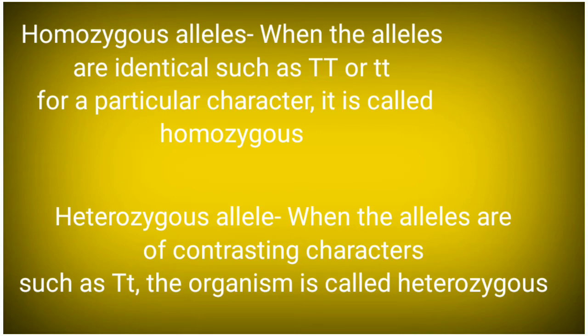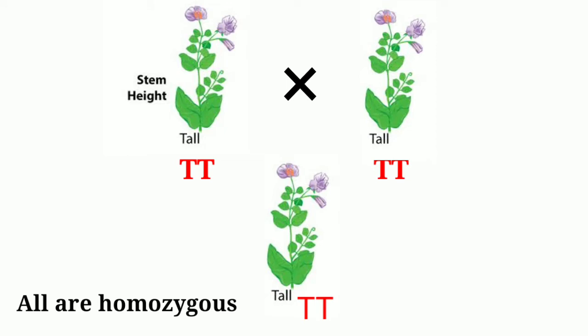Why homozygous? Say for example, if the father, or the male individual, has capital T. Let's take it with the example of Mendel's experiment. If the male parent possesses tallness in the gene for stem height, and the female parent also possesses tallness in the gene, that means the resultant plant will always be tall. Now this condition, capital T capital T, is therefore called the homozygous one.